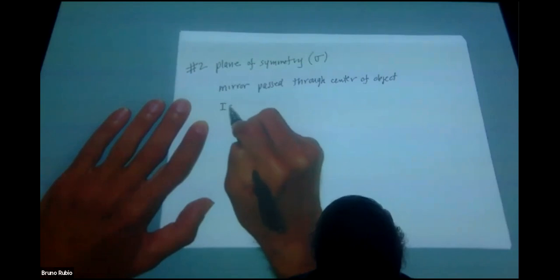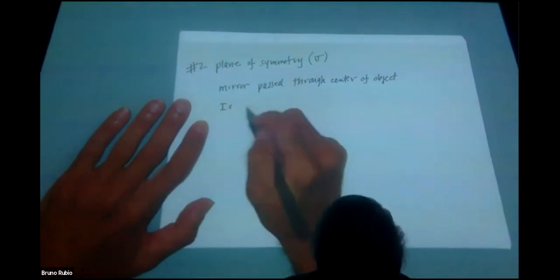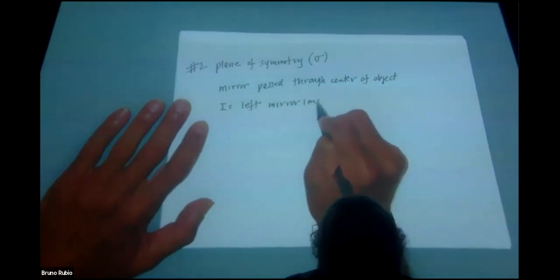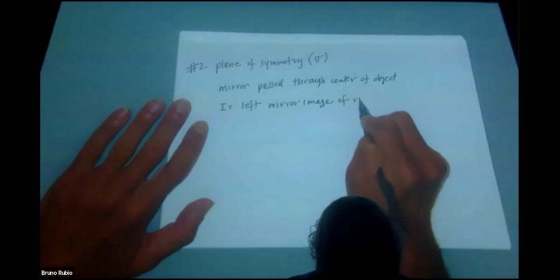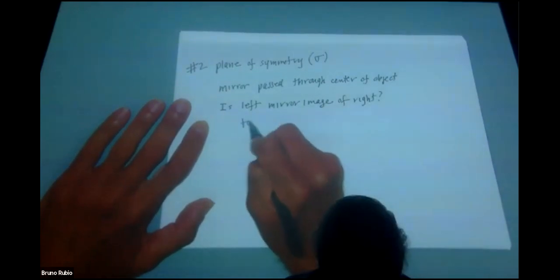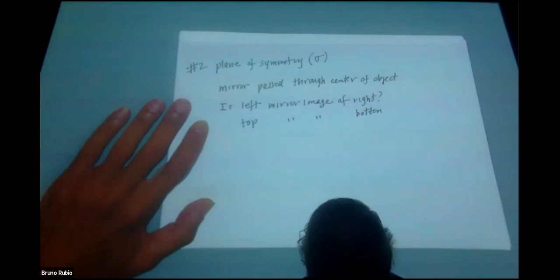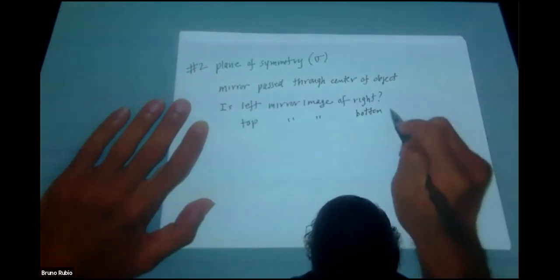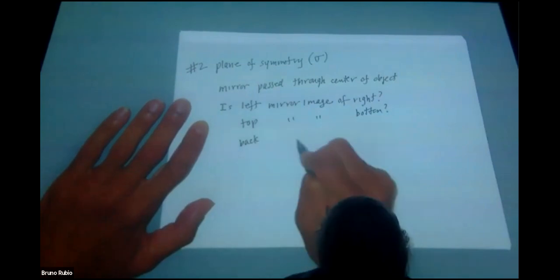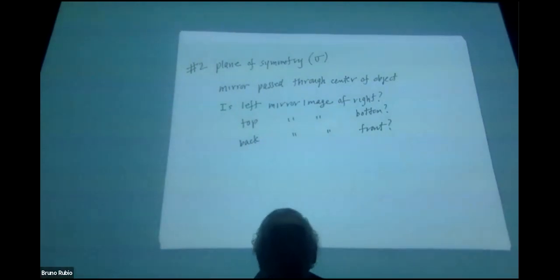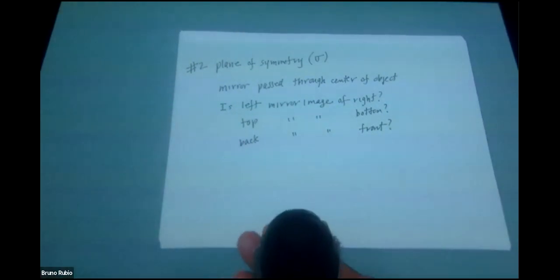And the questions that you're asking yourself: is the left the mirror image of the right, or is the top the mirror image of the bottom, or is the back the mirror image of the front, and so on. And if you can answer any of these questions in the affirmative, the molecule, the object, has a plane of symmetry and cannot be chiral. Okay.